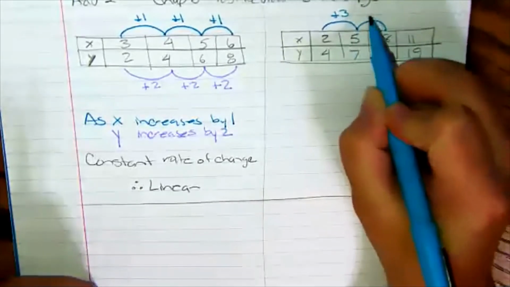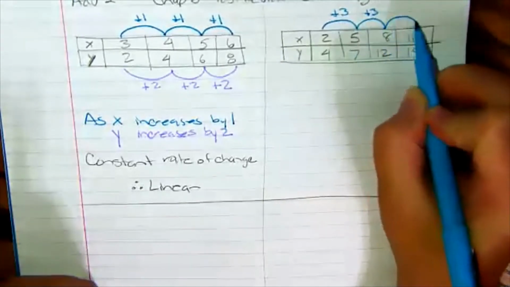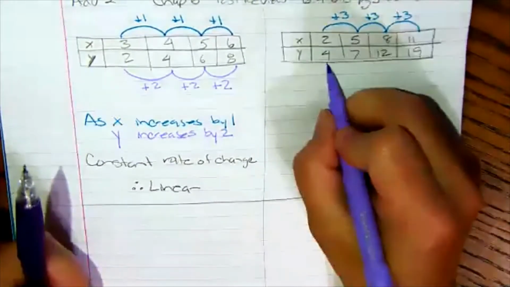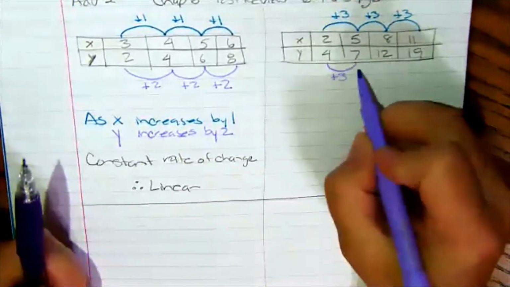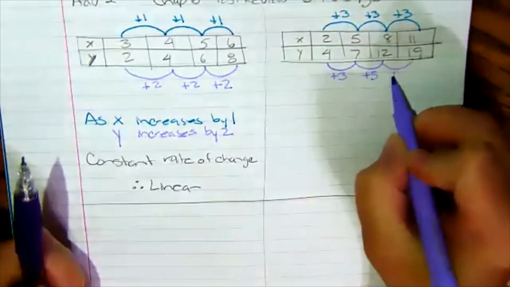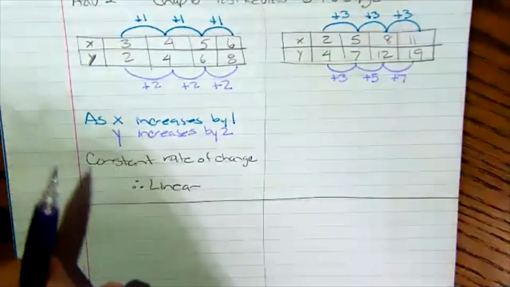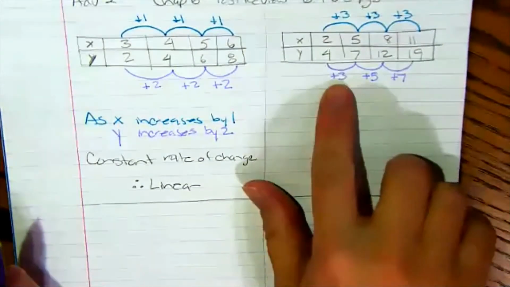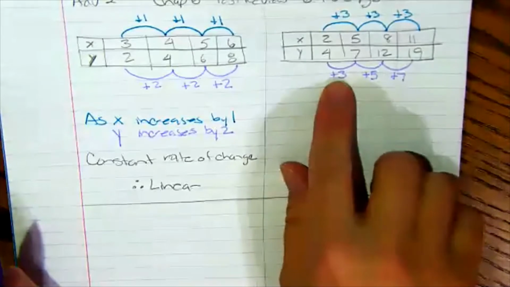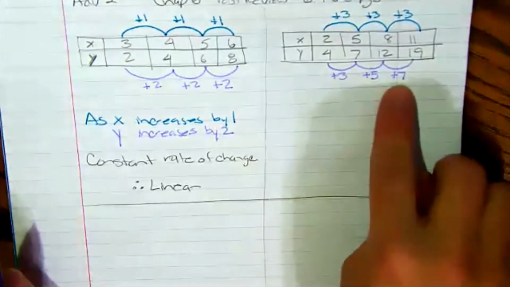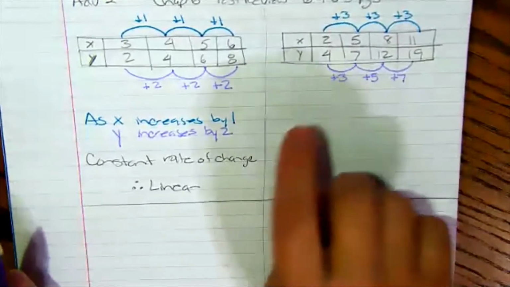The x's go up by +3, +3, +3. The y's go up by +3, +5, +7. Uh-oh. This is not a constant rate of change. We have a +3, a +5, and a +7. It is not the same. Therefore, it is not constant.